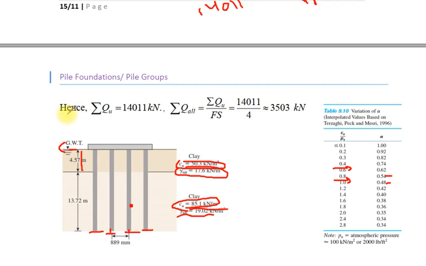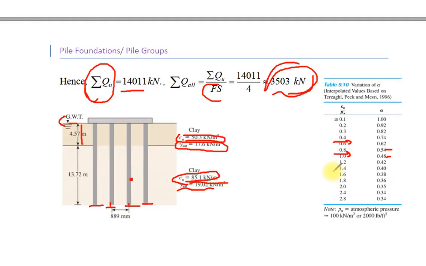Now hence ultimate bearing capacity equal to 14,011 kilonewton. Divide this value by factor of safety, gives us 3,503 kilonewton, the allowable bearing capacity of the group of piles.